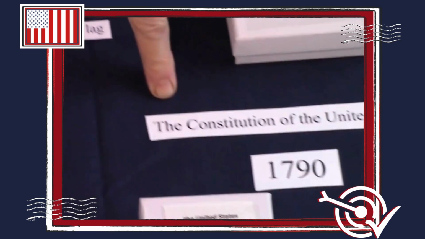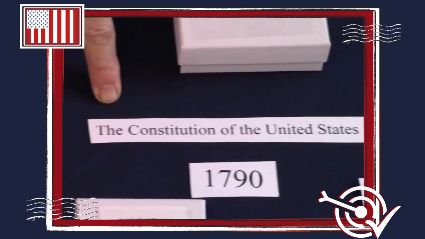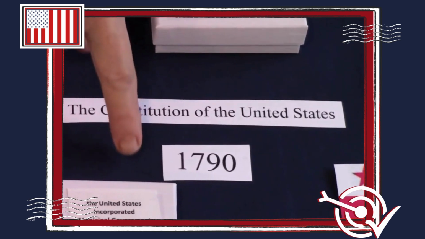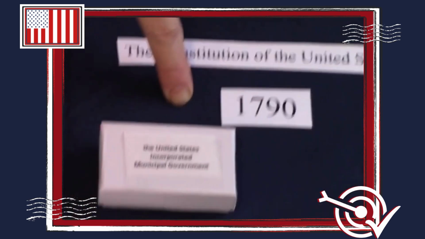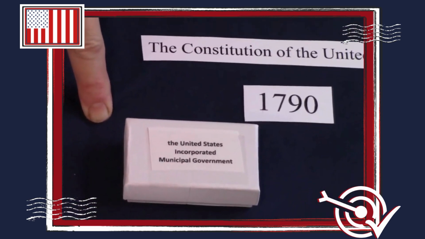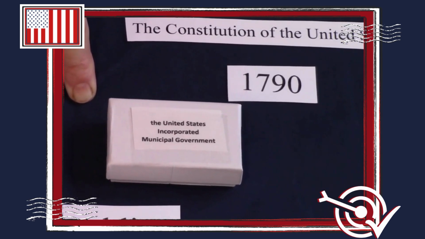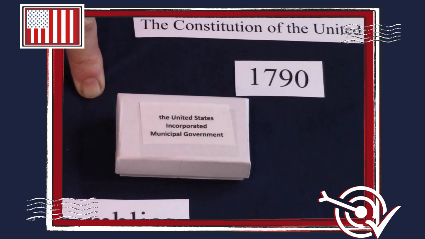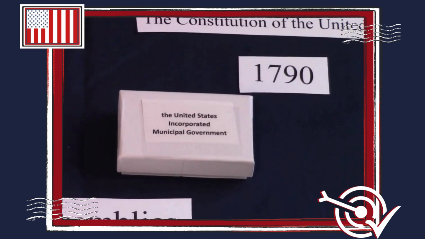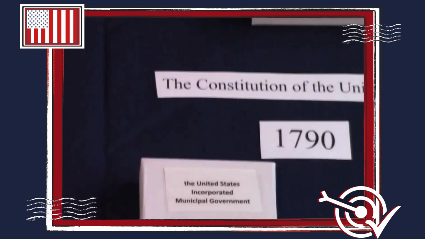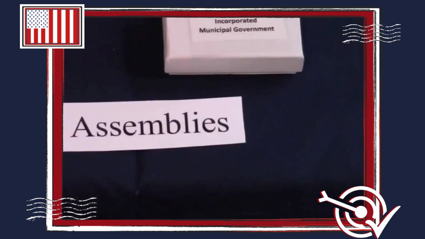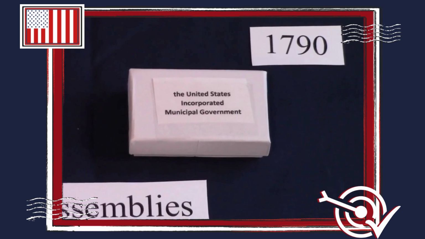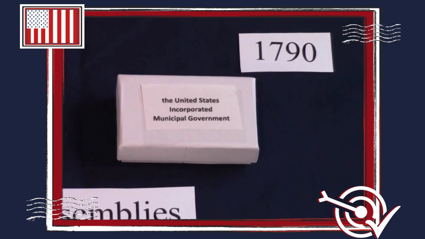And finally, we have the Constitution of the United States, which came into effect in 1790, and it rules the municipal government, sets up its structure, and provides for the district to have a separate government for itself. This is the municipal district assemblies.